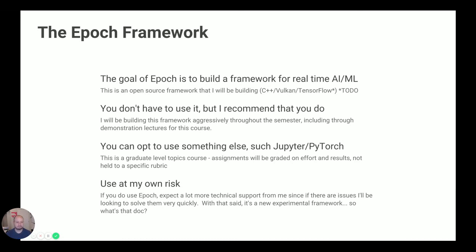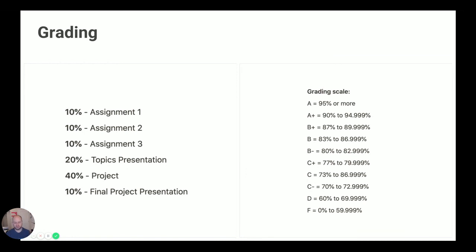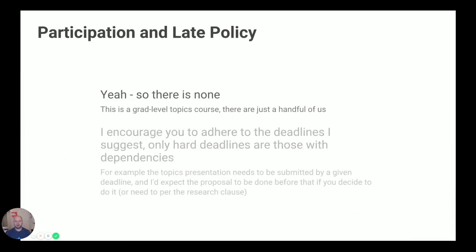So, grading. Just to recap, 10% per assignment. We'll have 3 assignments. We'll have a mid-semester topics presentation. The project is going to be worth the bulk at 40%, and 10% for the final presentation. And just for kicks, here's the grading scale. You probably already know it.